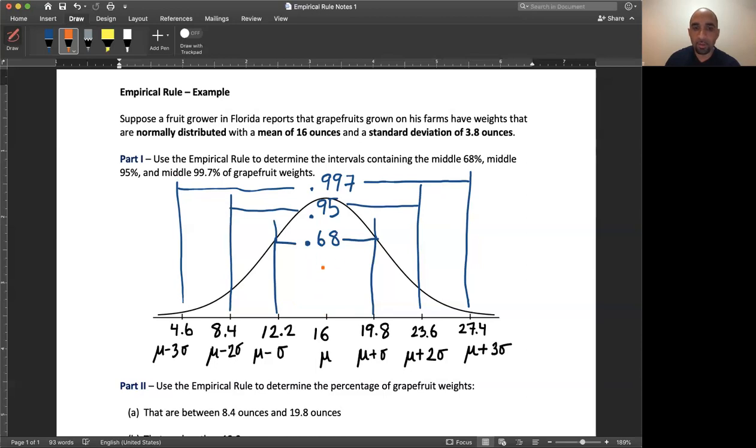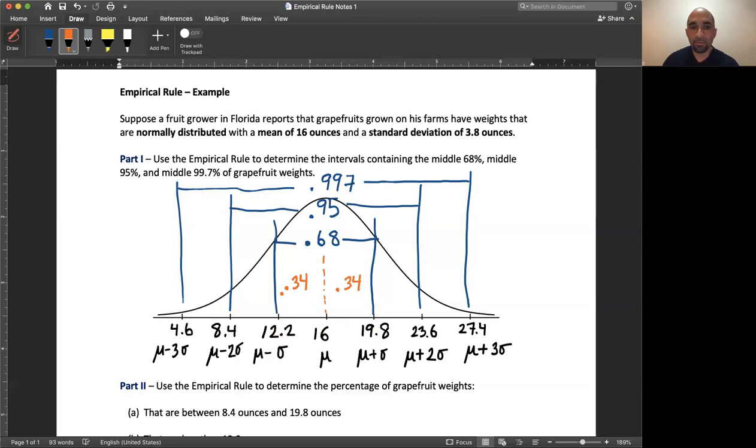The next thing that we can do, which is really important, is we can basically break these intervals into smaller intervals and determine the percentages in those smaller intervals. So if I break this one in half, if there's 68% going from 12.2 to 19.8, because this is a symmetric bell-shaped distribution, the area or the percentage from 12.2 to 16 should be the same as from 16 to 19.8. So if we break 68% in half, we get 34%. So 34% of the grapefruit weights are between 12.2 and 16 ounces, and 34% of the grapefruit weights are between 16 and 19.8 ounces. So collectively, going from 12.2 to 19.8, within that interval would be 68%.